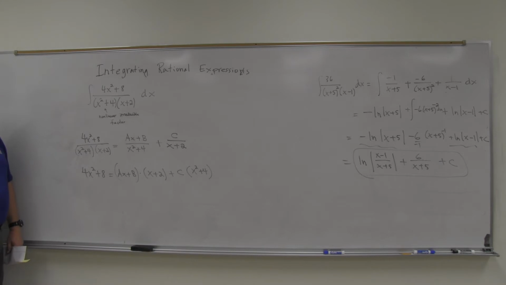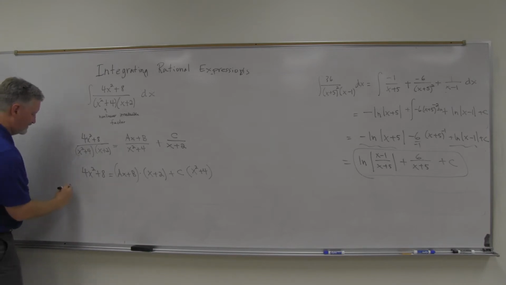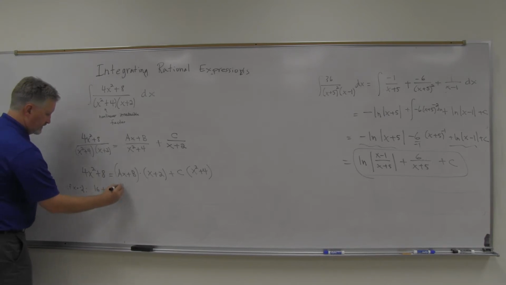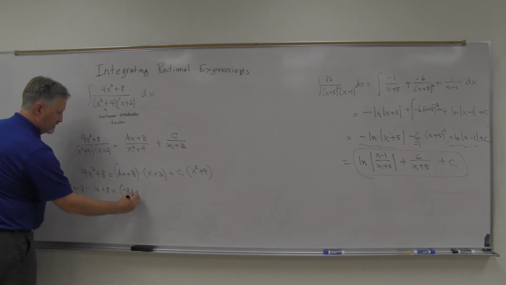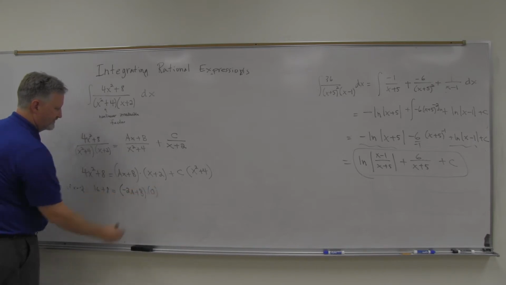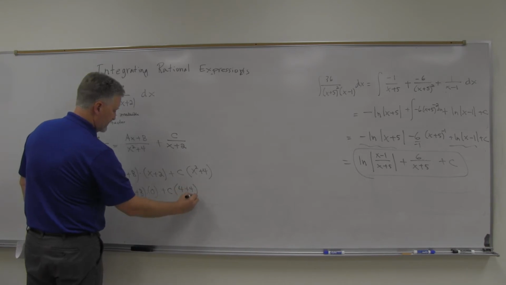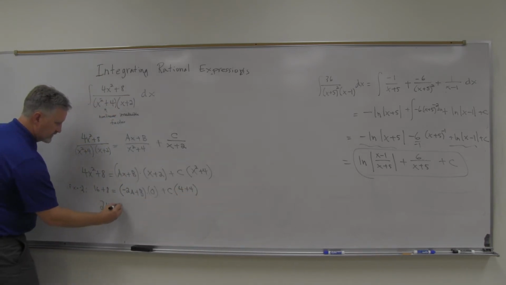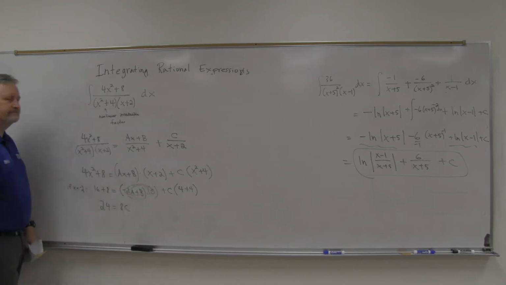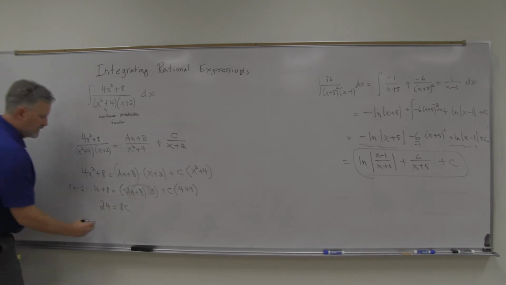Let's see what else we have to do. All right. X is -2. That'll get us somewhere, won't it? Four times 4 would be 16 plus 8 over here. X is -2, so that'll be -2A plus B. Oh, but it's times 0, so that really doesn't matter. Plus C times, what was that? -2 squared plus 4, so 4 plus 4, 8. 8C. So I've got 24 equals 8C, because this is 0. 3 is C.